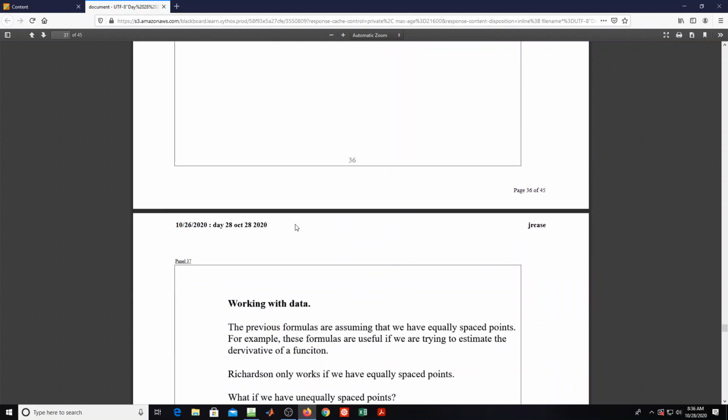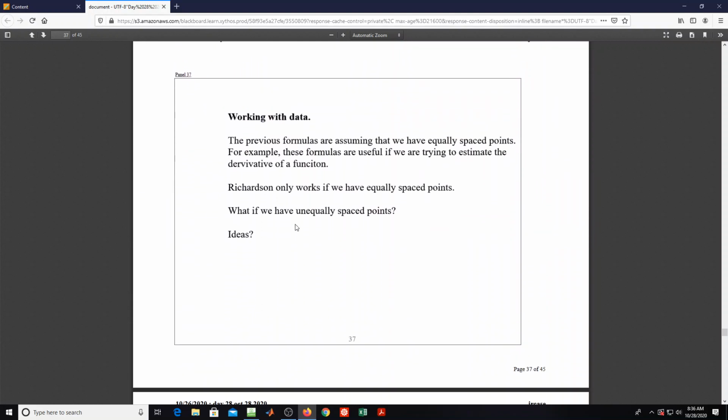And we may come back to that if we go to the lab. So those are all assuming that we have equally spaced points, and they're useful for trying to estimate the derivative of a function. And it only works if we have equally spaced points. What if we have unequally spaced points? What do we do? Any ideas?